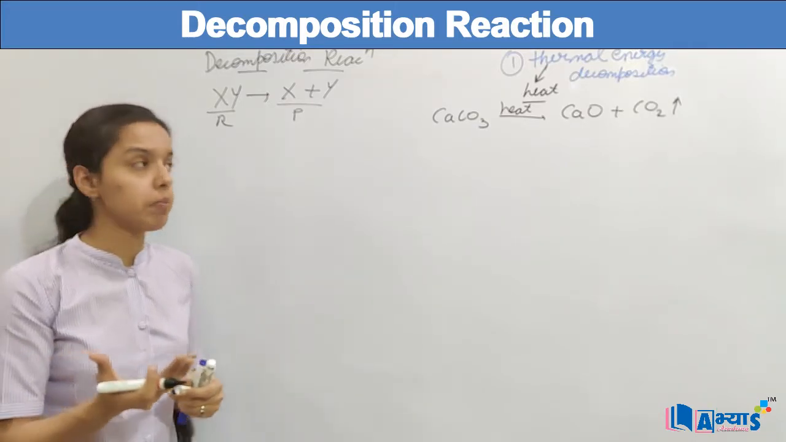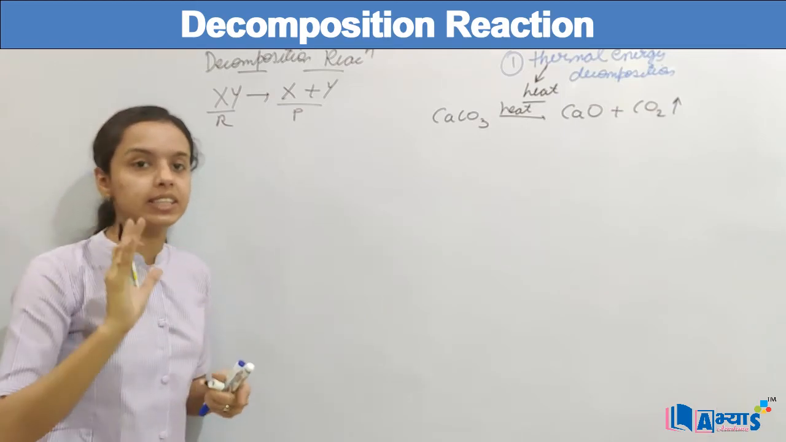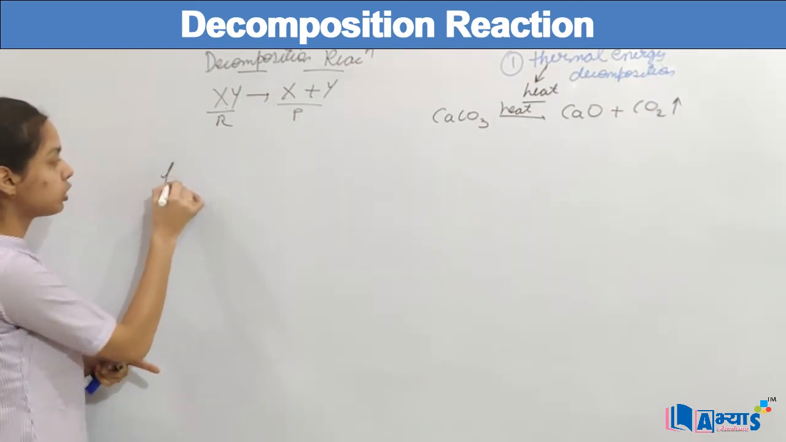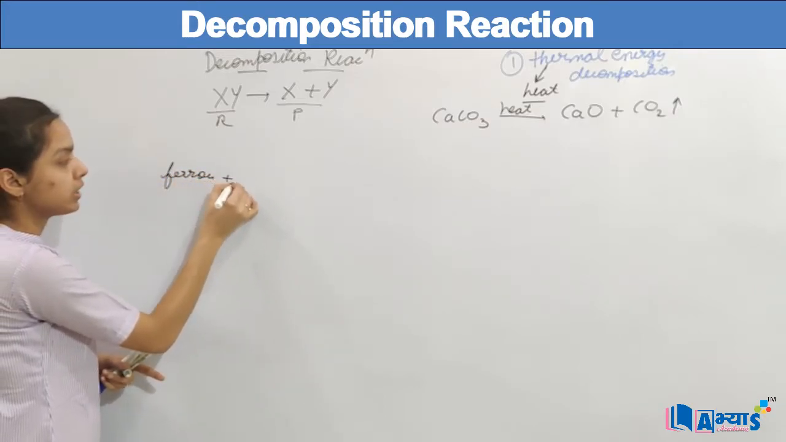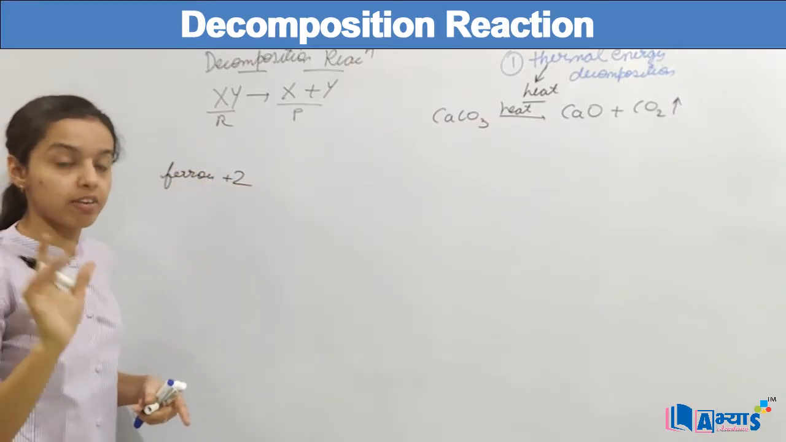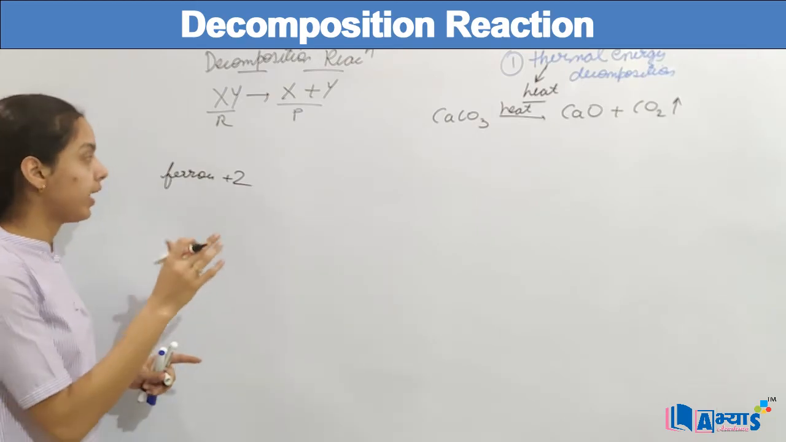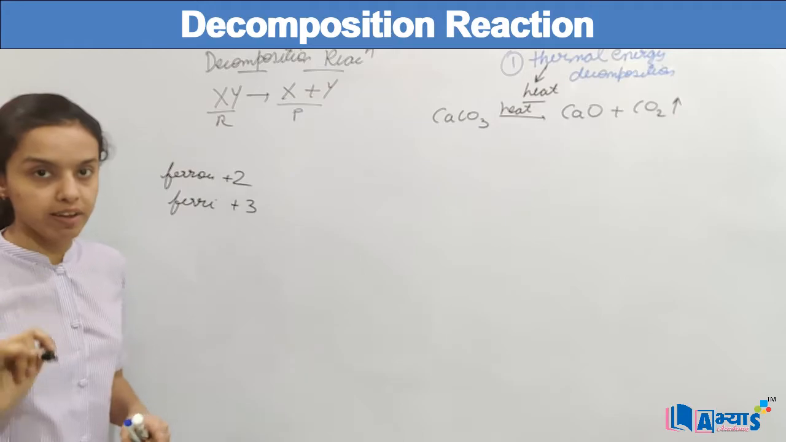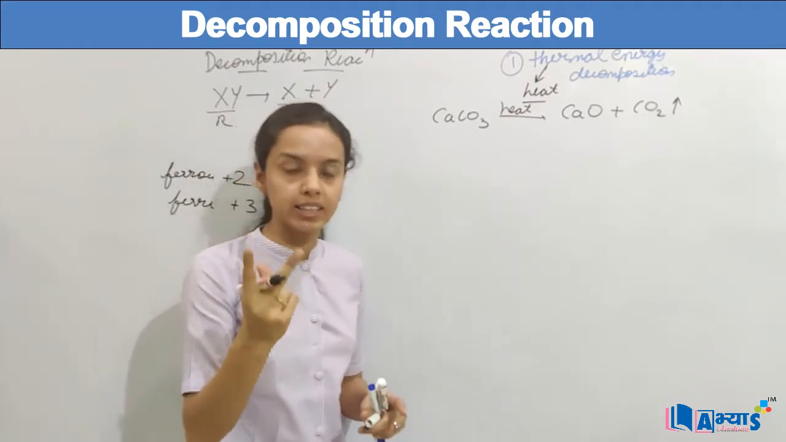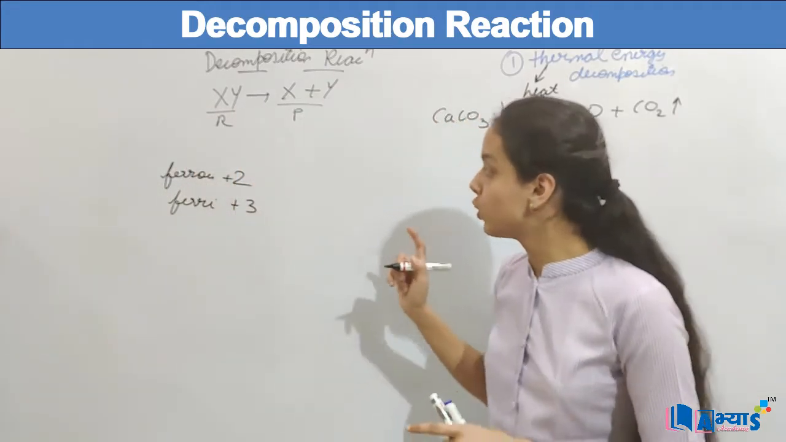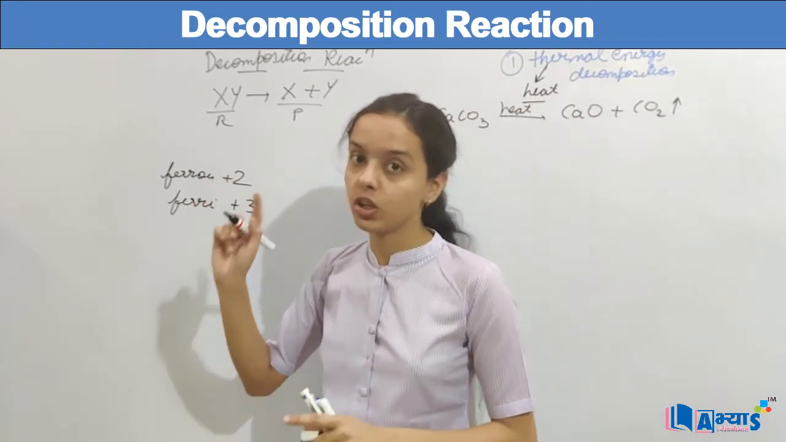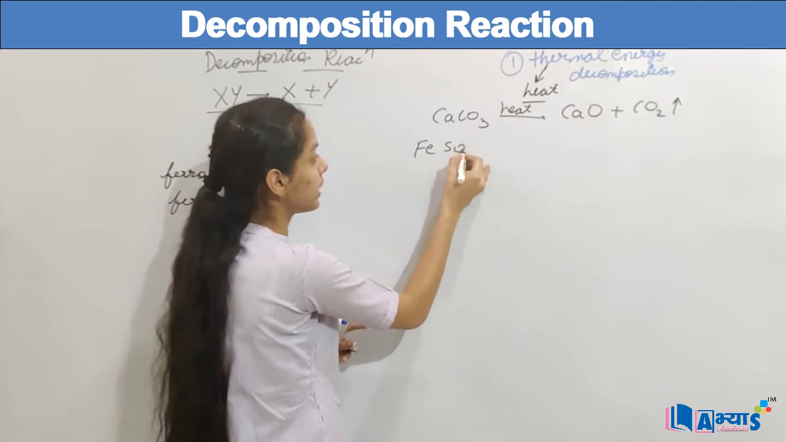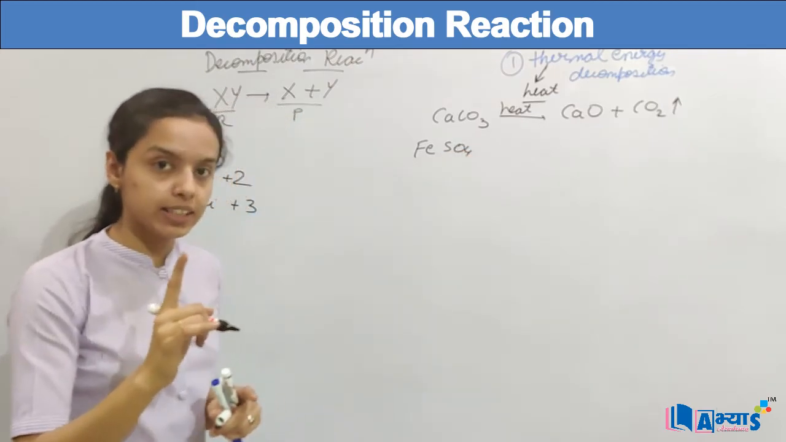The next example may include burning of ferrous sulfate. You must always remember ferrous. Ferrous means +2 state of iron. Fe means iron. And when it comes to ferric, it means +3 state of iron, because iron has two valencies, +2 and +3. So when I am taking ferrous sulfate, it will be in +2 state, so it will become FeSO4. So this is ferrous sulfate.